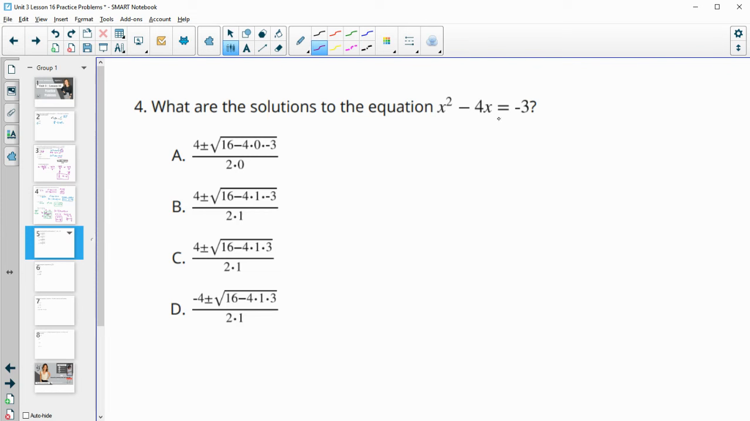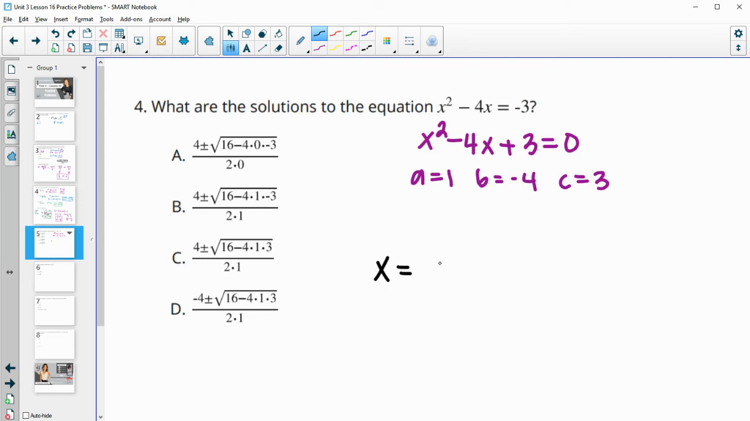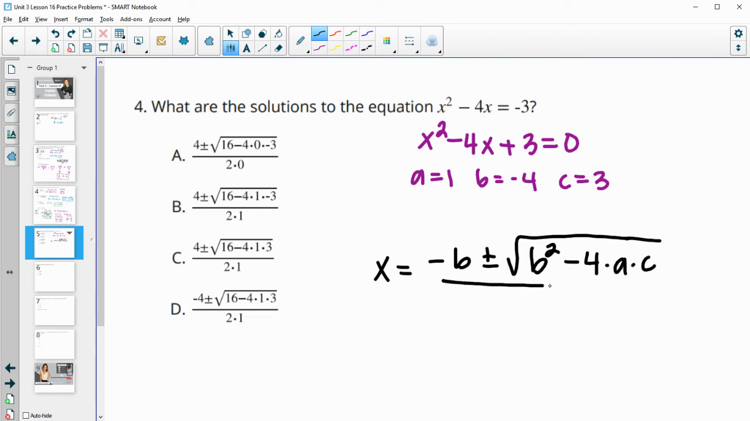Number 4, what are the solutions to this equation? And we can see that they're doing the quadratic formula. So we're going to add 3 over, so that we have this equal to 0. So plus 3 to both sides. And then you can see that your a is 1, your b is negative 4, and your c is positive 3. So remember that the quadratic formula is the opposite of the b plus or minus the square root of b squared minus 4 times a times c. And then all of that divided by 2a.